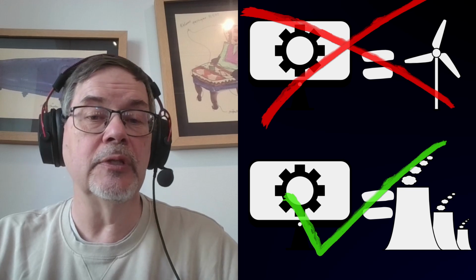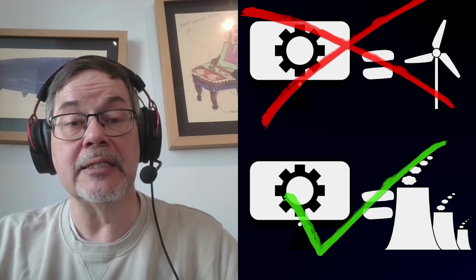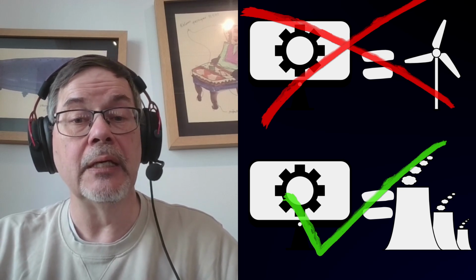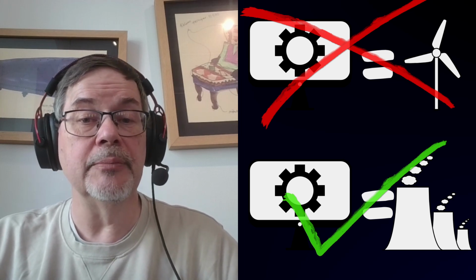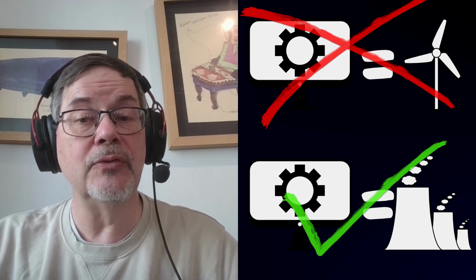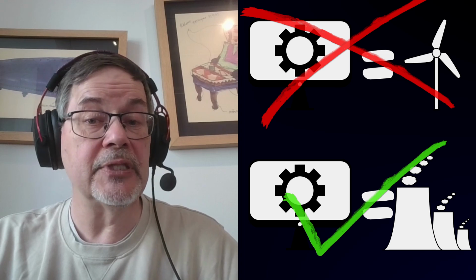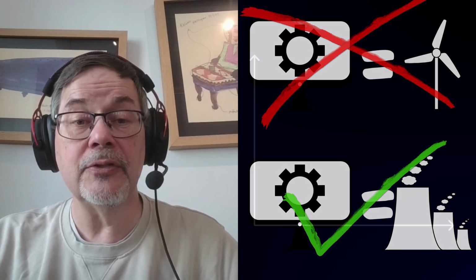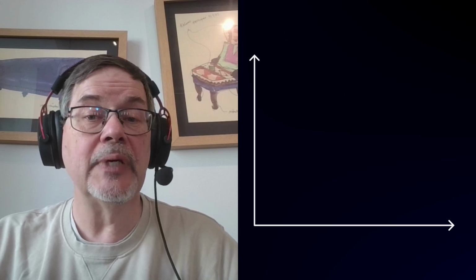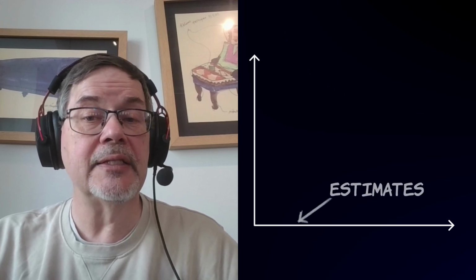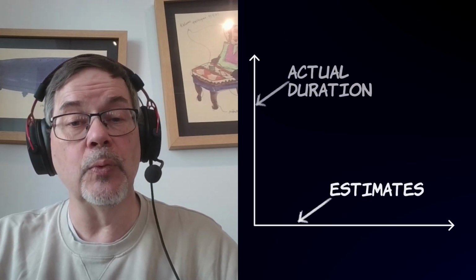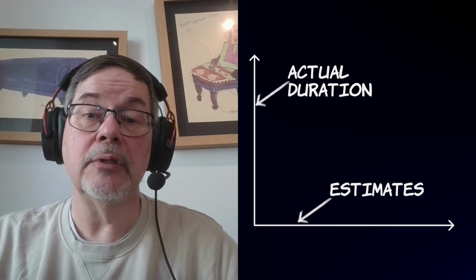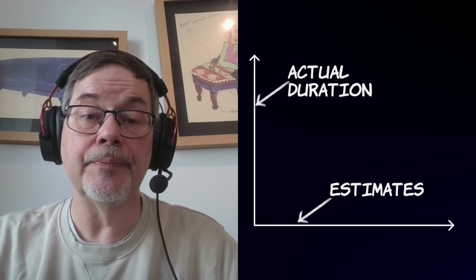Unfortunately for us in the IT business, creating software is much more like building nuclear power plants than it is like building wind turbines. So before we try to fix the problem, it would be nice to have a way to measure how well estimates work. As it turns out, this is very easy to do. Imagine that we have a coordinate system. On the x-axis, we have our estimates. On the y-axis, we have how long it actually took to do the job.